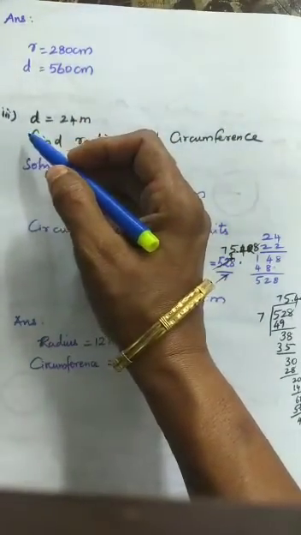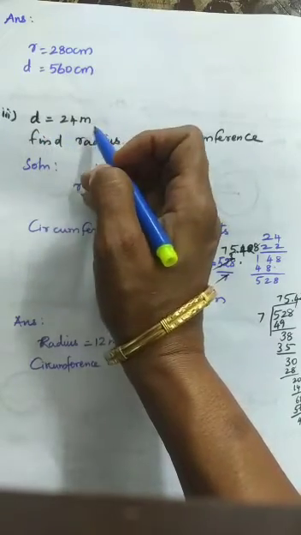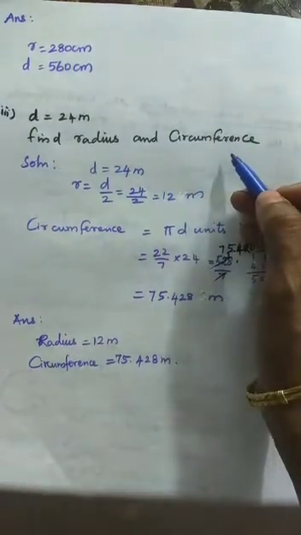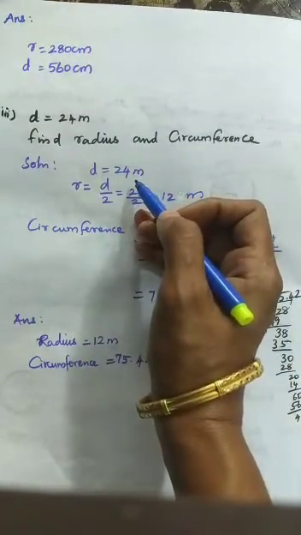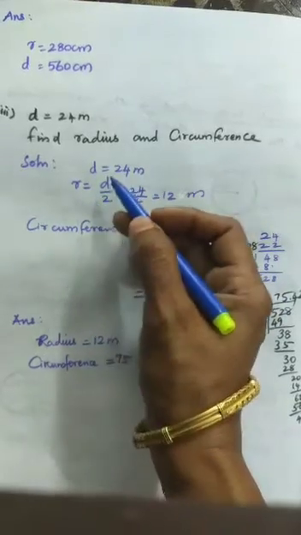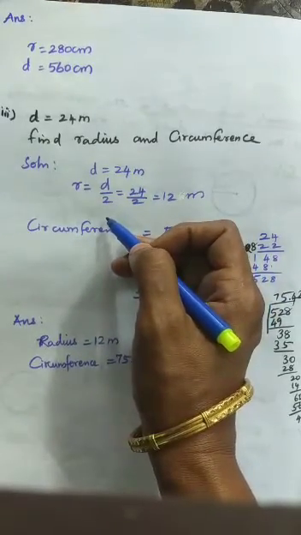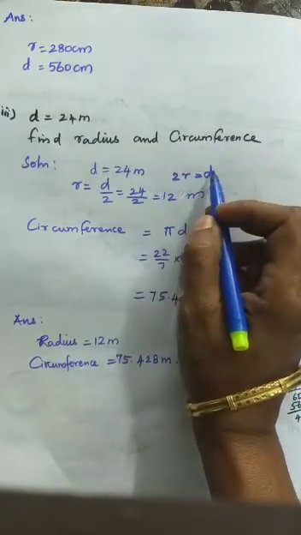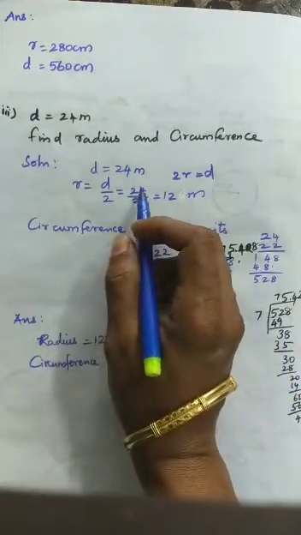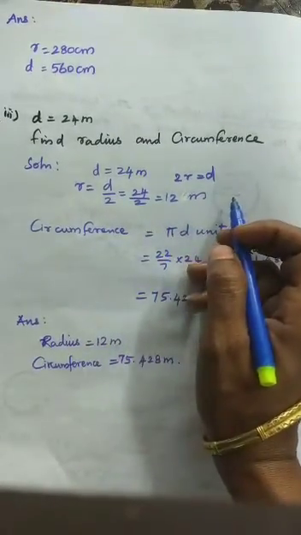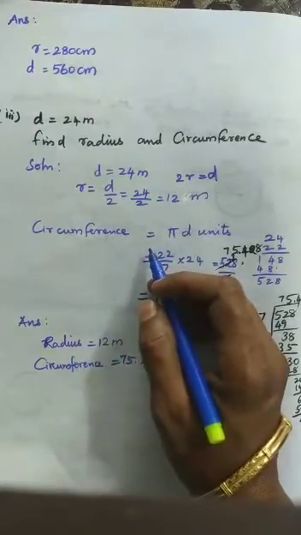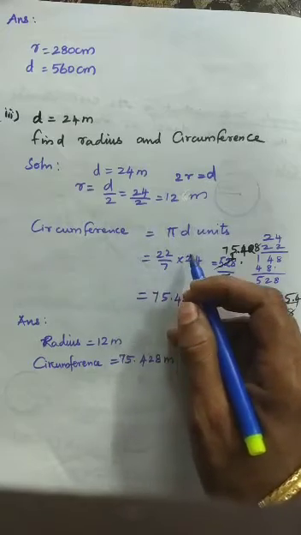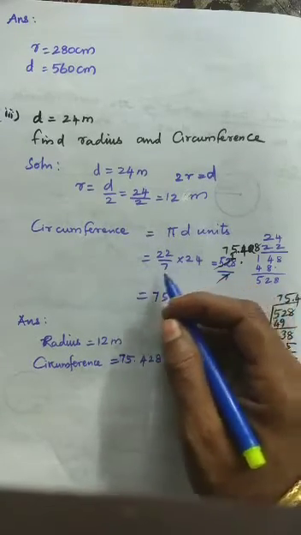Then the next sum. They are given diameter 24 meter. Find radius and circumference. D is equal to 24. R is equal to D by 2. That is 2R is equal to D means R is equal to D by 2. Then 24 by 2 is equal to 12 meter. So, the circumference is equal to pi d units. So, 22 by 7 into 24. It cannot cancel, isn't it?